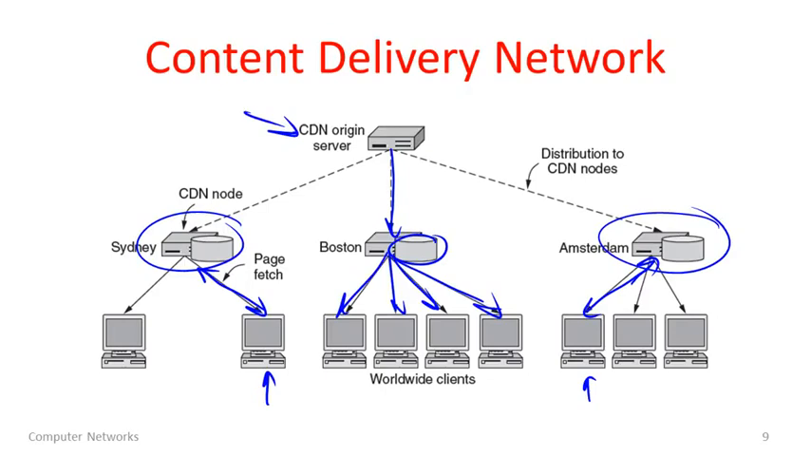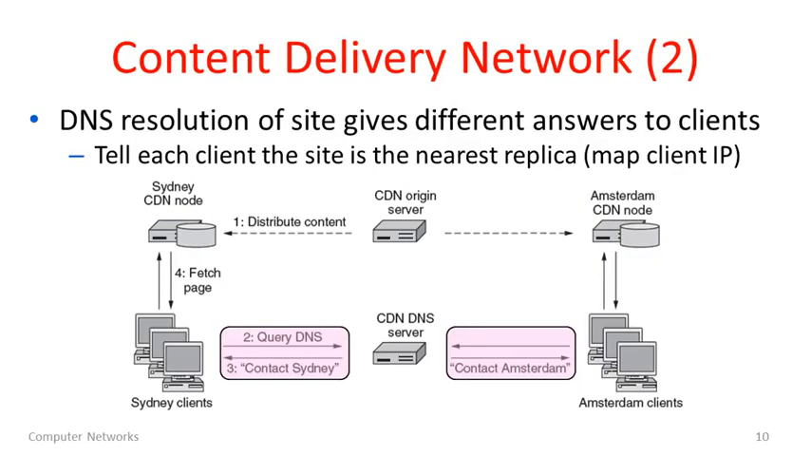Now we just have to do it with that clever trick of the DNS. Here's how it works. To contact a site and get the image off the site, you need to use the DNS to resolve the name of a server that has the content you want into its IP address. For content delivery networks, we upgrade the DNS server so that DNS resolution of the host name for the site gives different answers to different clients. The answer, of course, that we want is to tell each client the site that is nearest the replica.